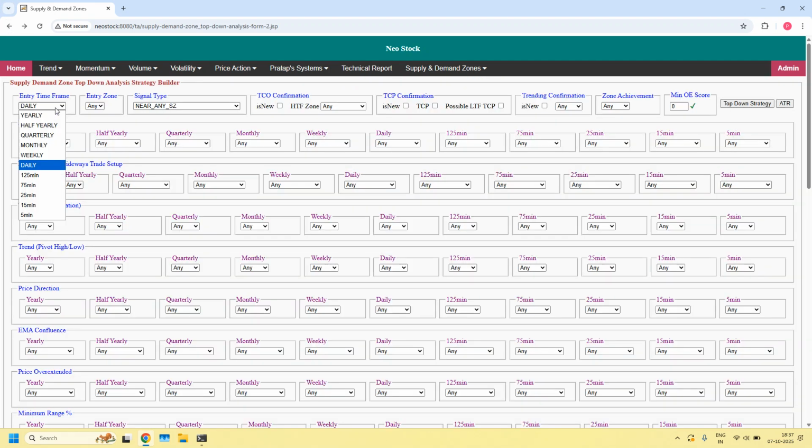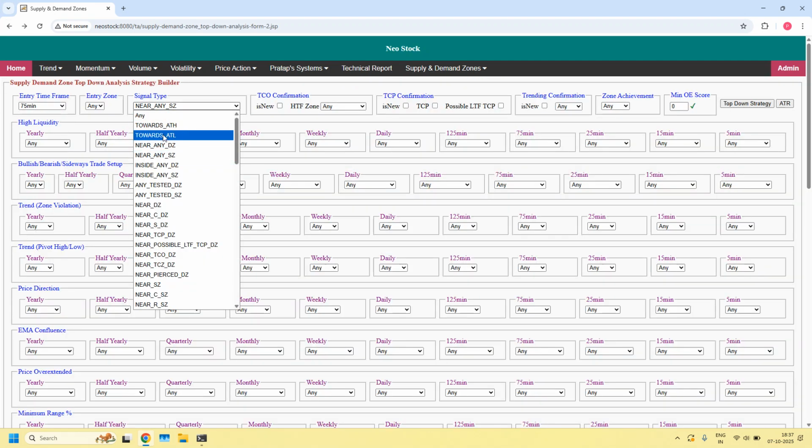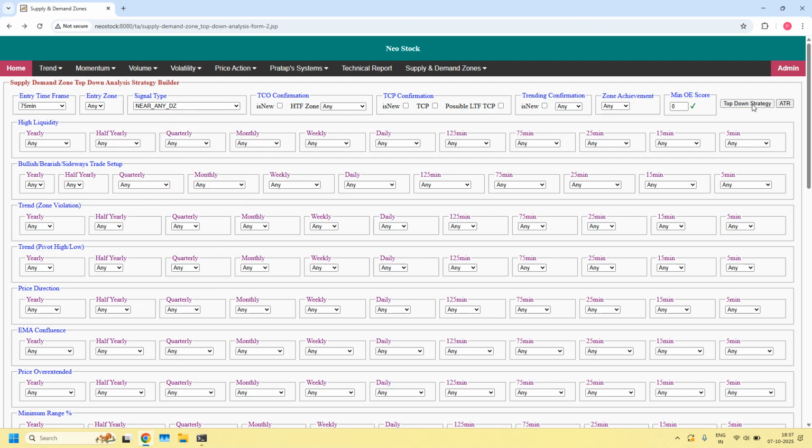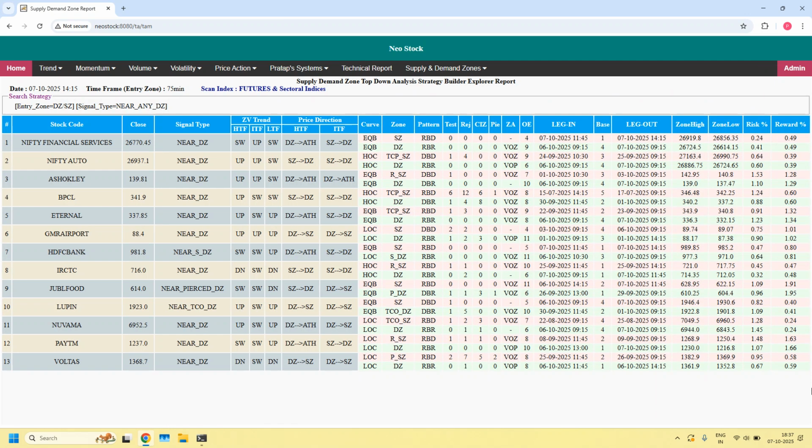Okay, next time frame is 75 minutes. Stocks near to the 75 minutes demand zone. We got 13 stocks. Let us identify 75 minutes high liquidity demand zones from this list. HDFC Bank is having a 75 minutes high liquidity demand zone. That's it. We got only one 75 minutes high liquidity demand zone from this list.